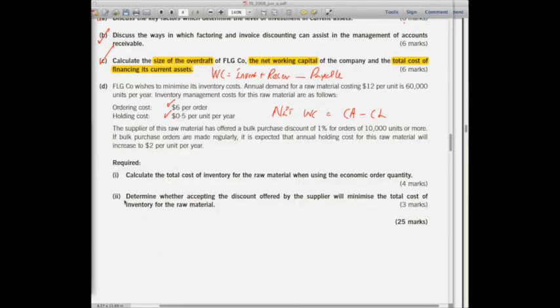So we answered in full. Determine whether accepting the discount offered by the supplier will minimize the total cost of inventory for the raw material. The answer is what? It's not minimizing. In fact, it's increasing the cost by how much? 2,236. So you have to conclude accepting the supplier's discount policy is not advisable to this firm. It's not financially beneficial to this company. So we have to go with our existing EOQ plan. That's the conclusion. Everybody understood that? Fine.